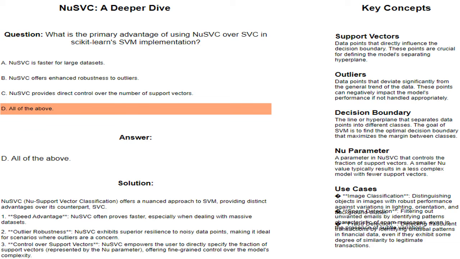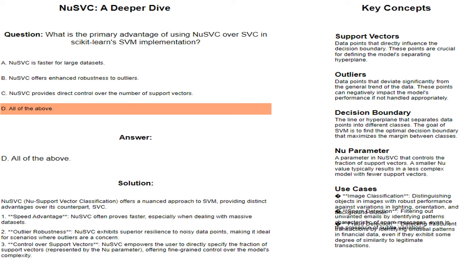17. Speed advantage. New SVC often proves faster, especially when dealing with massive data sets. Correct, new SVC demonstrates superior resilience to outliers compared to SVC. This is achieved by new SVC's ability to manage the number of support vectors. By controlling the fraction of support vectors using the new parameter, new SVC can mitigate the influence of outliers on the decision boundary. It essentially helps prevent outliers from disproportionately skewing the model's predictions.